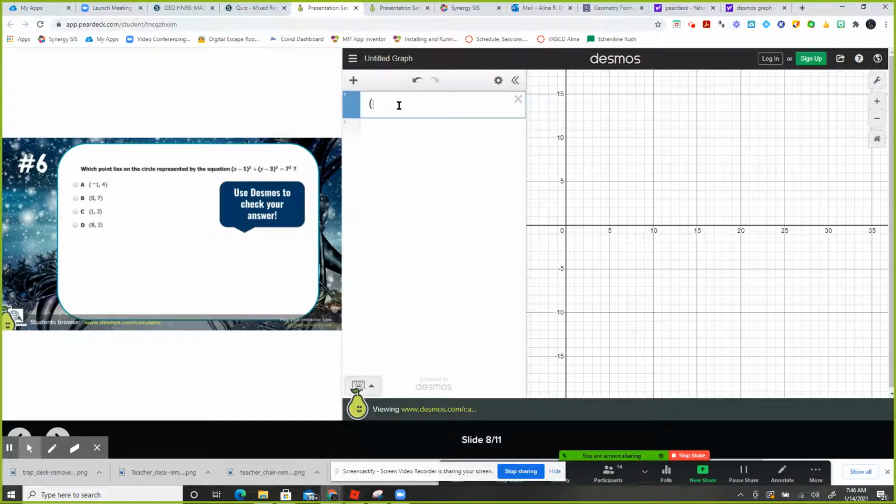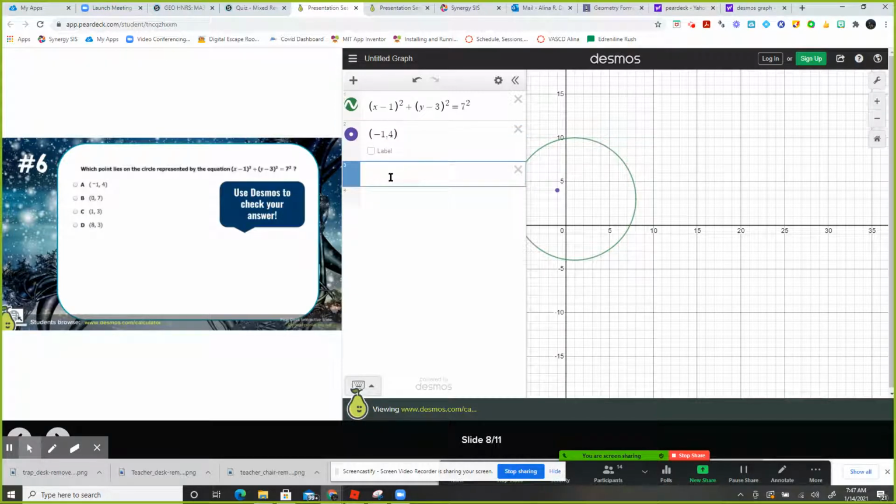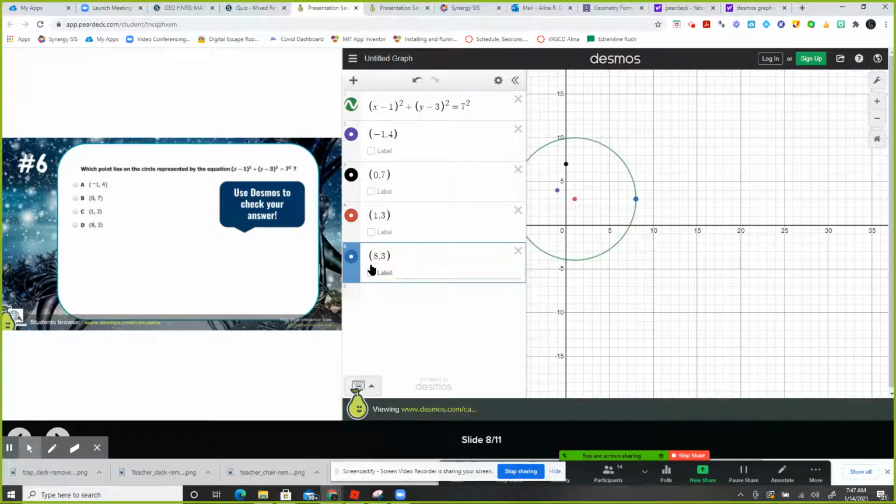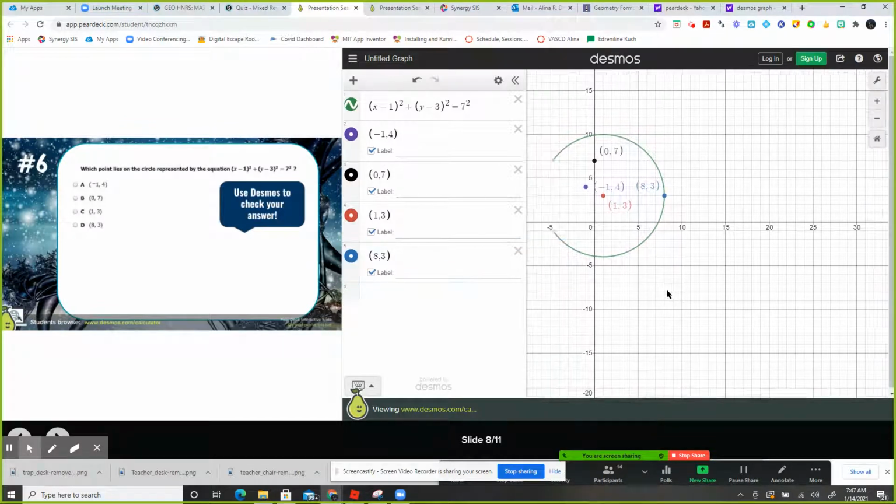So you get a question like this and it says what point lies on it. You can substitute like we did before, or you can put it into Desmos, right? Equals 7 squared, and then put all your points. -1, 4, and 0, 7, and 1, 3, and 8, 3. And if you're not sure which one is which, even though they're all different colors, you can click on that label tool and you can tell exactly which one is your answer choice. So which one should I choose?